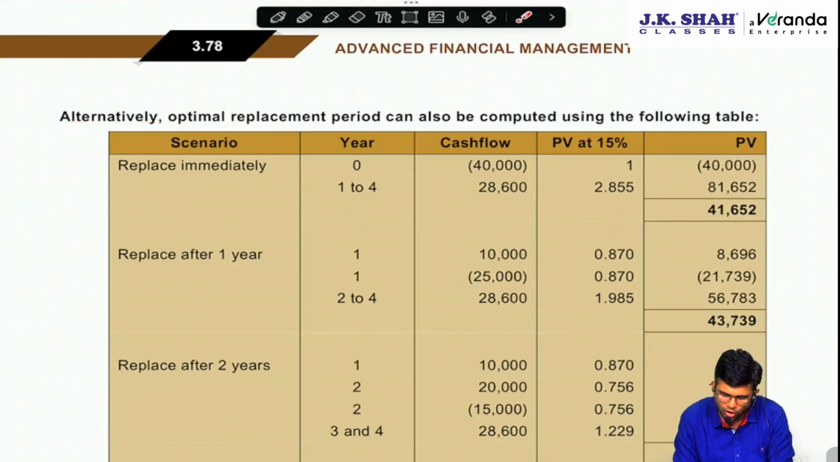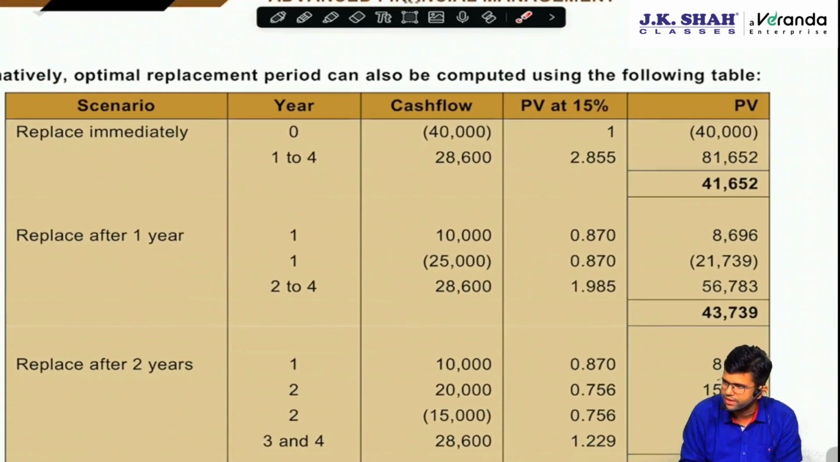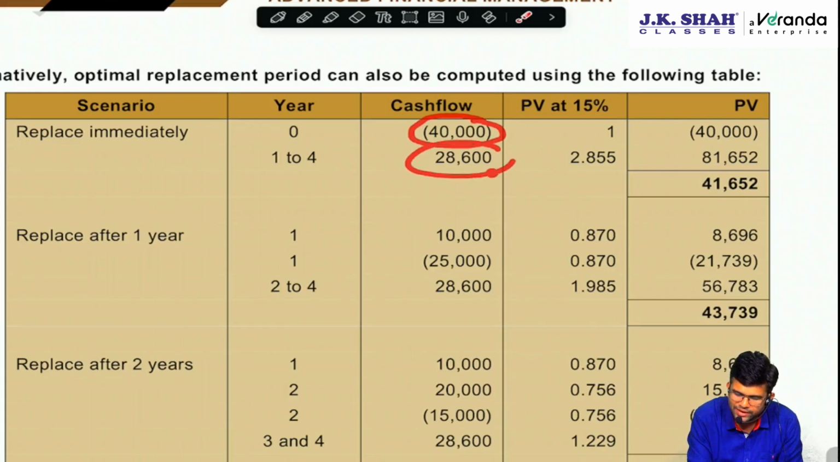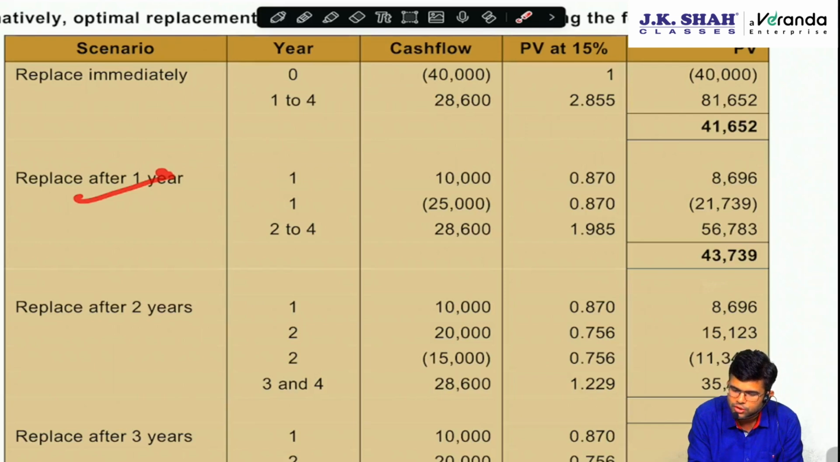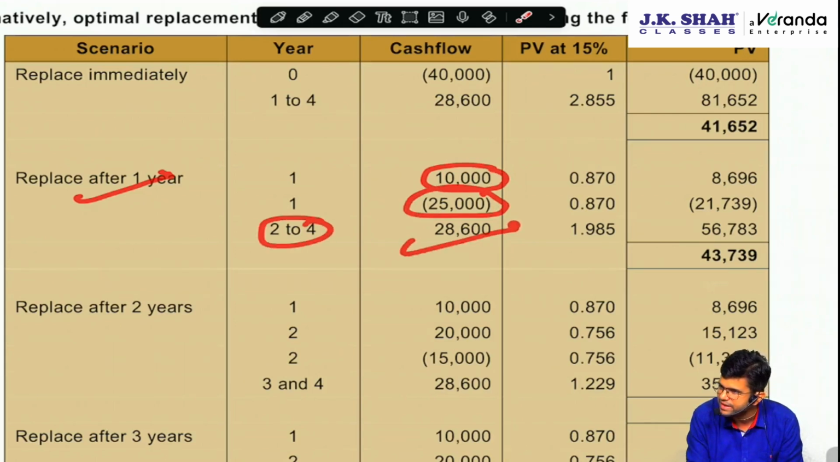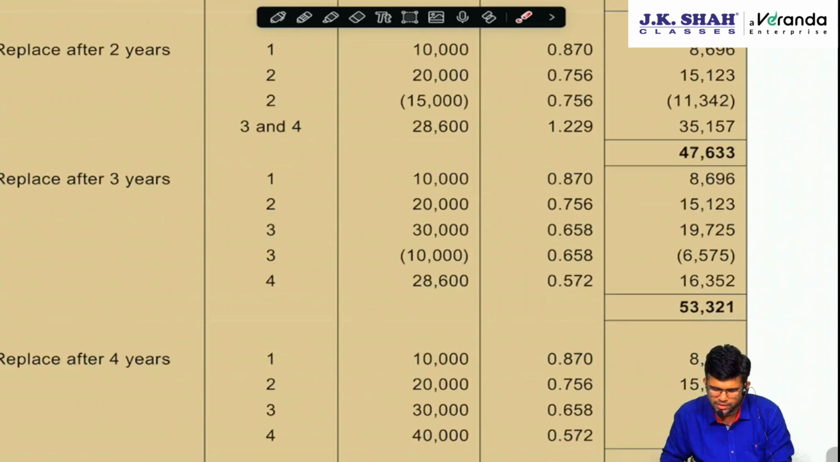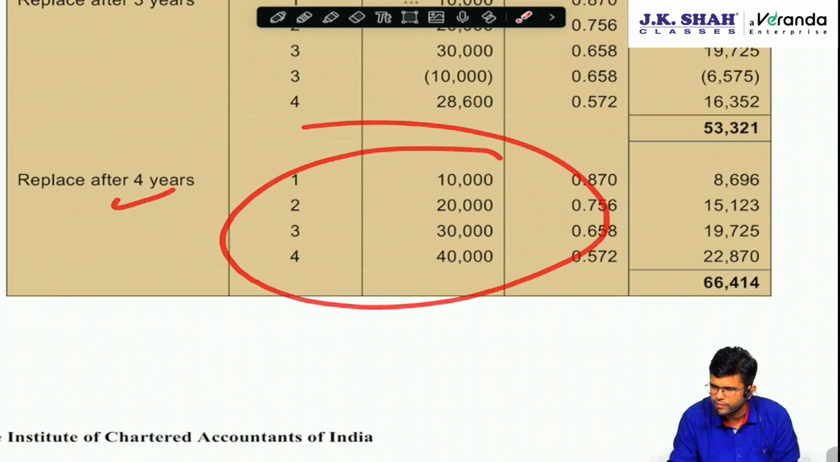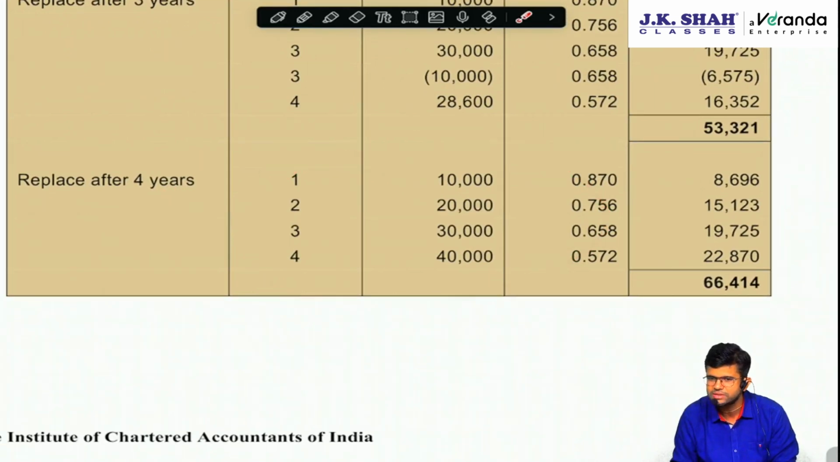Everybody clear? Alternate solution, students, I hope you are able to understand the way I have done it. Replace today, can I say you will get salvage of 40,000? And then 28,600 will happen for 4 years. Replace after 1 year: today nothing will happen, but then that maintenance cost will happen and salvage will happen of the old machine. And then second, third and fourth year, 28,600 per annum will happen. Am I making sense? That table I drew, same thing. And replace after 4 years, there is no 28,600 visible, because then the 28,600 actually will start from 5th year onwards.